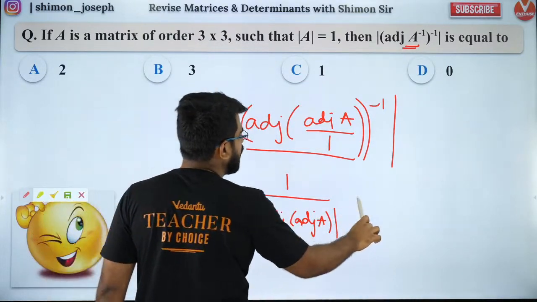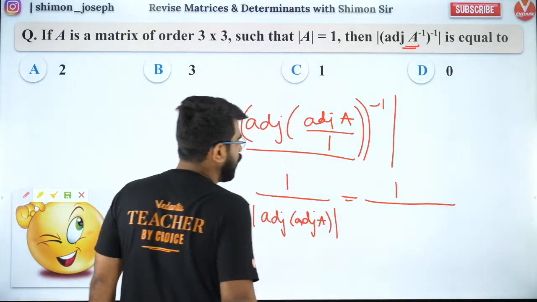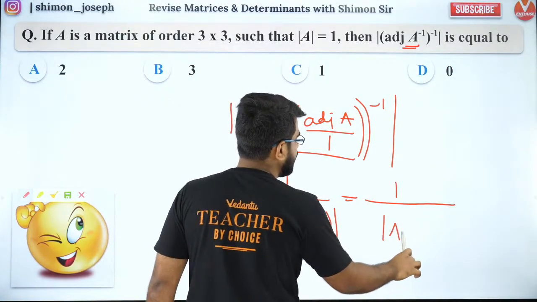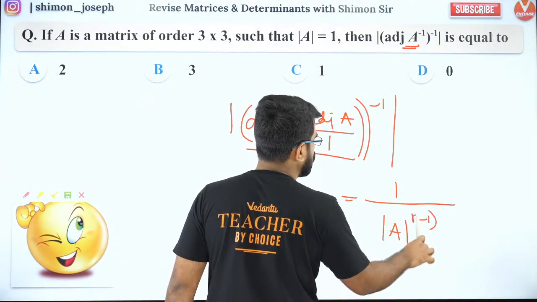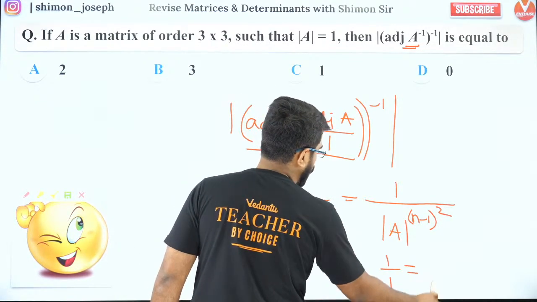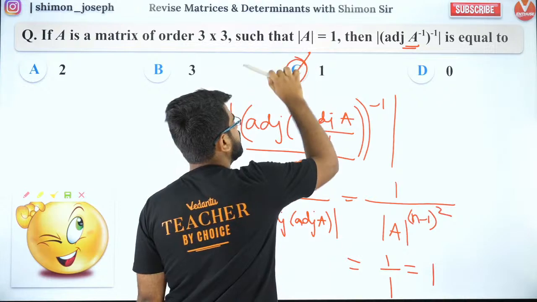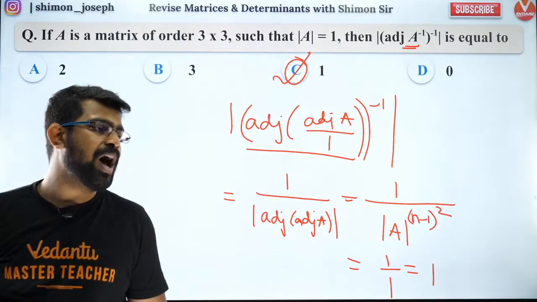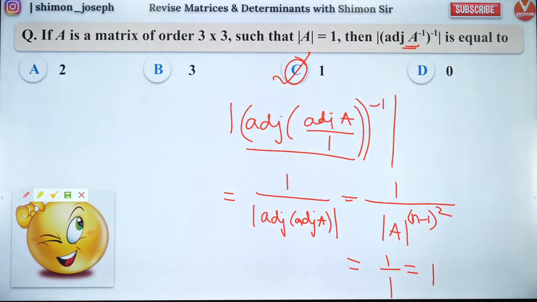What is determinant of adjoint of A? I gave you the formula. It is nothing but det A to the power (n minus 1) whole square. So that will be 1 by 1, which is 1, and that's why the answer is option C. Did you all get it?